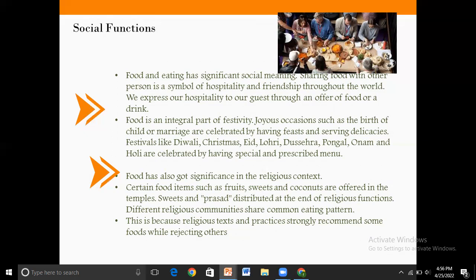Food has a lot of significance in the religious context, and sweets and prasad are distributed at the end of religious functions in temples. There are a lot of religious practices associated with food. Socially it helps you to connect with others. There is an identity for food, and we give a lot of value to food, so that is why it has a lot of social functions.